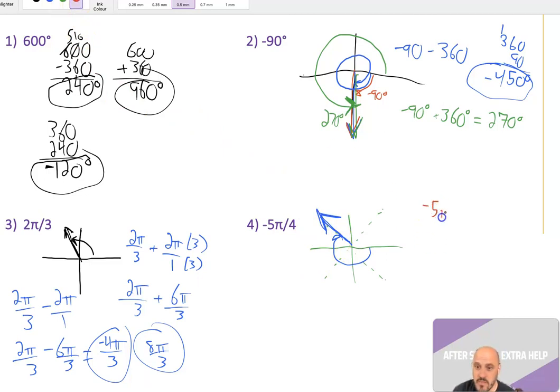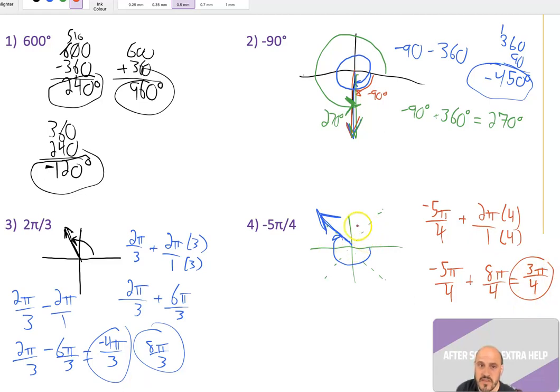So I have negative 5 pi over 4. And just like before, we're going to either add or subtract 2 pi. And don't start adding until we have common denominators. Let's multiply by 4 top and bottom. I have negative 5 pi over 4 plus, well, 2 times 4 is 8 pi over 4. All right, now we can add, right? We have our common denominators. Negative 5 plus 8 is a positive 3 pi, don't forget your pi, over 4.